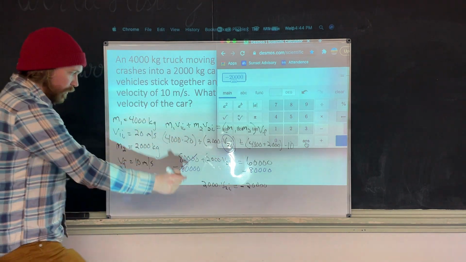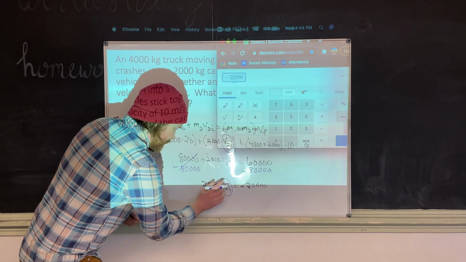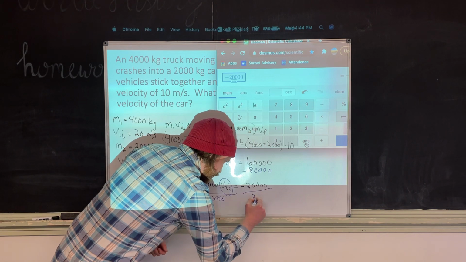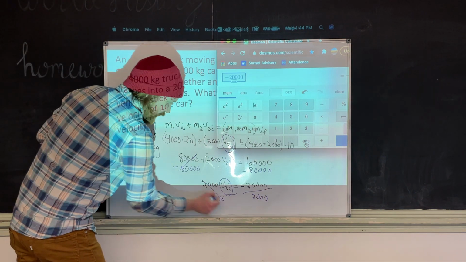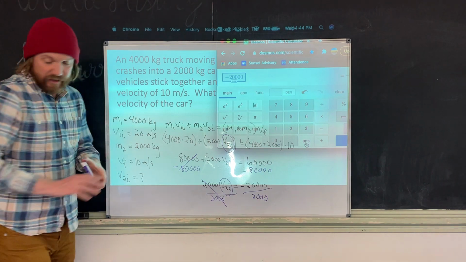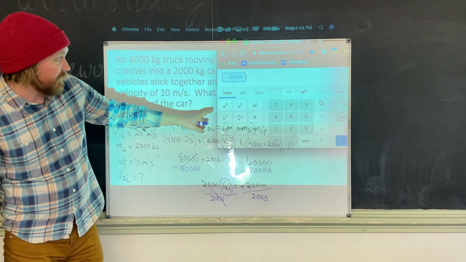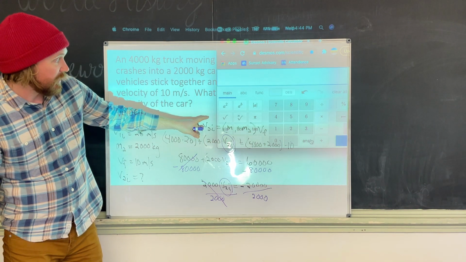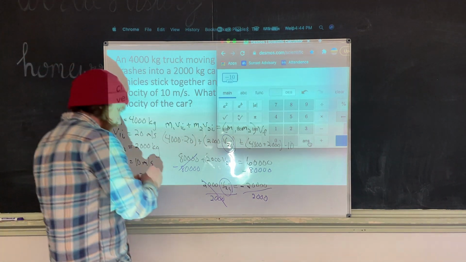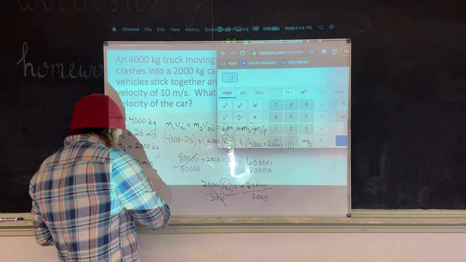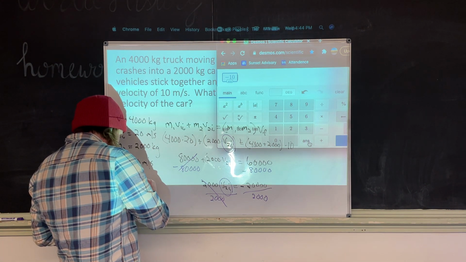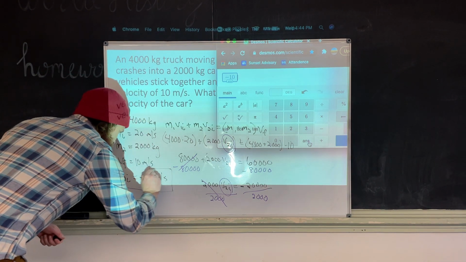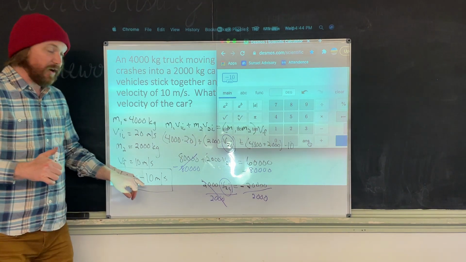So we want to get V2I by itself. This is multiplication, so we're going to divide this side by 2,000 and this side by 2,000. 2,000 divided by 2,000 cancels. And over here, negative 20,000 divided by 2,000 gives me negative 10. Here you go. V2I is negative 10 meters per second. There's your answer. Now, notice our answer is negative.